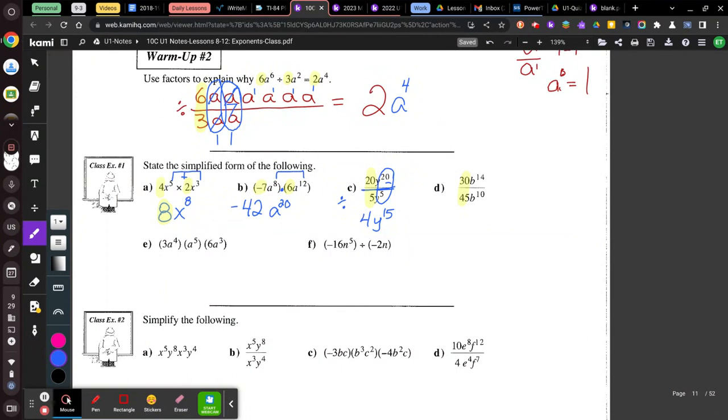The next one, 30 divided by 45. If you do that in your calculator, it's going to give you a decimal. It's going to give you 0.6 repeating. So 30 divided by 45 is giving me 0.6 repeating. So that means I'm going to turn that into a fraction.